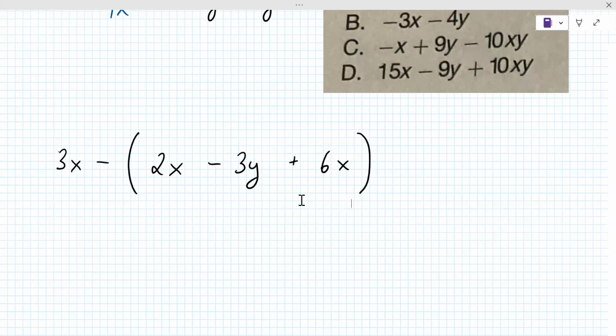Do I distribute the negative first? You can. I'm suggesting you might also want to combine like terms first, but you can distribute the negative first. Nothing wrong with that.